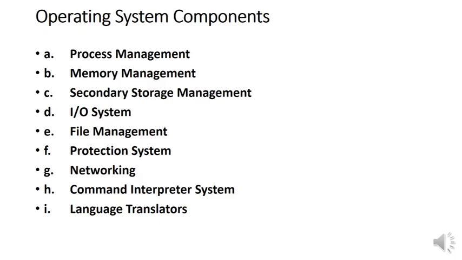Operating system components comprise process management, memory management, secondary storage management, input and output system, file management, protection system, networking, command interpreter system, and language translator. So when we say operating system component and when we say process management, this is the basic unit of the operating system.